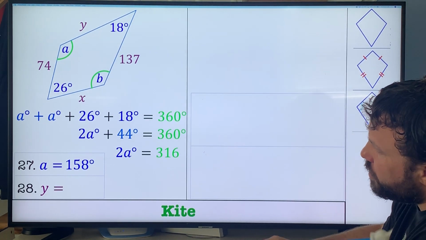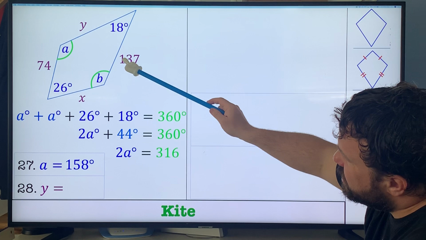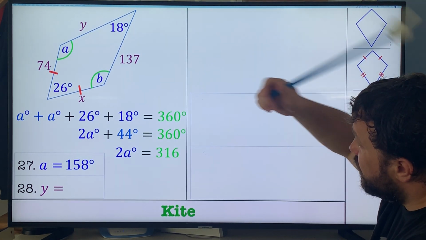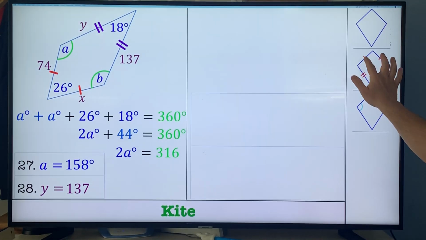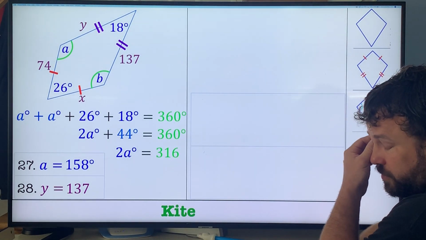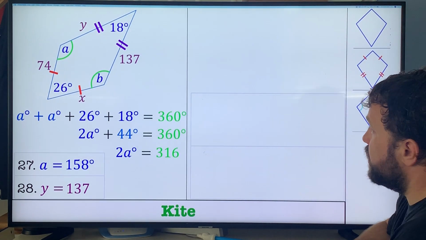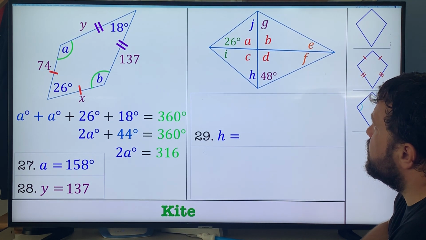Now, I want to find y here. Y is equal to 137. All right, if I wanted to find x, x would be equal to 74 because adjacent sides are equal. Got it? Awesome.